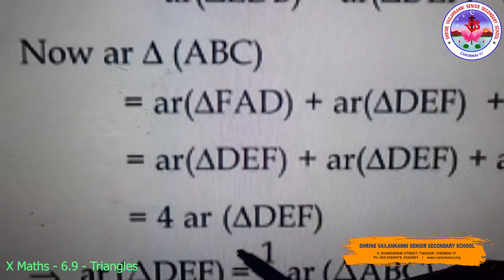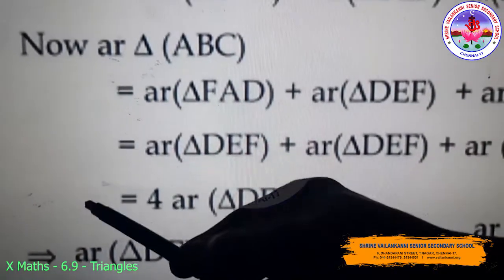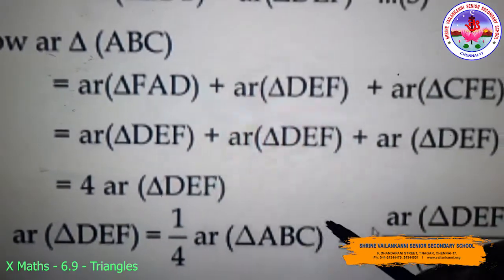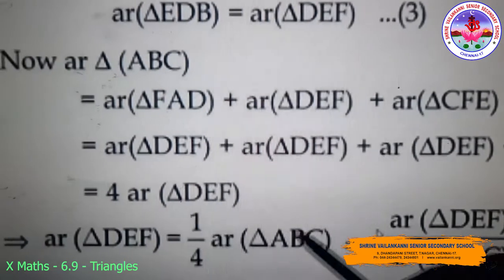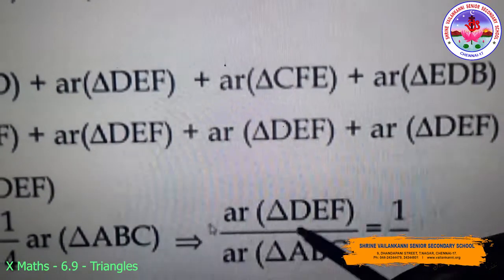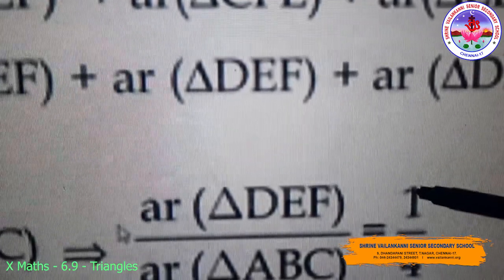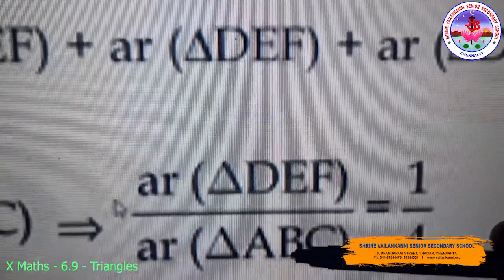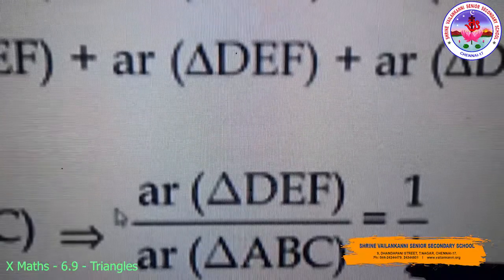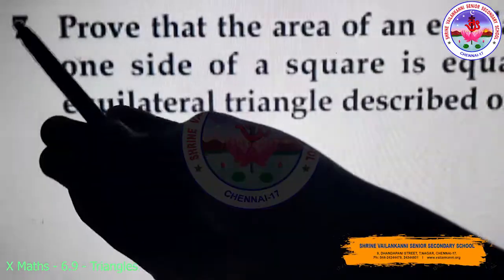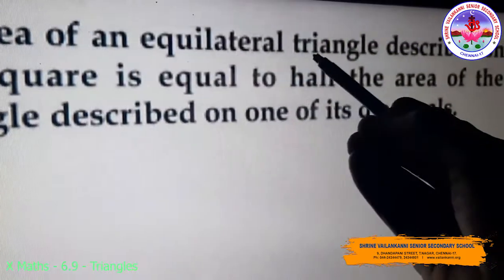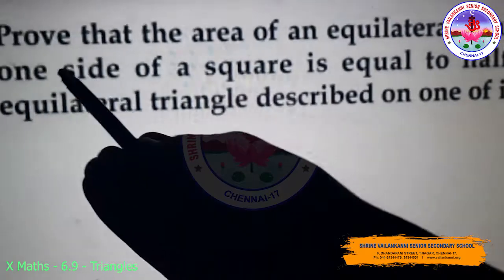So area of triangle DEF is equal to, bringing this 4 to the other side, 1 by 4 times the area of triangle ABC. So I am bringing area of triangle ABC to my left hand side. I will get area of triangle DEF by area of triangle ABC is equal to 1 by 4. So I got the ratio of area of triangle DEF and triangle ABC as 1:4. Hence we proved that.